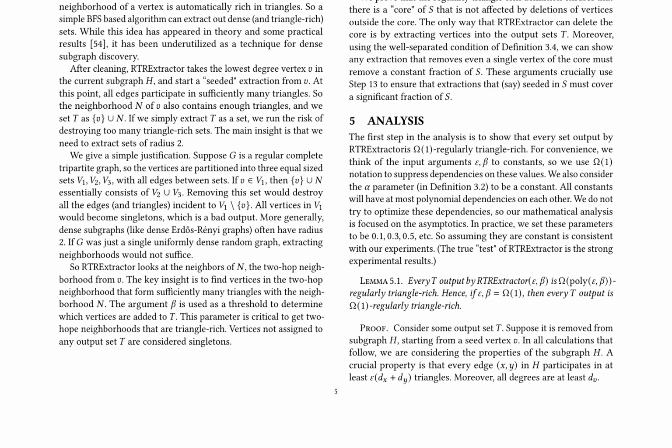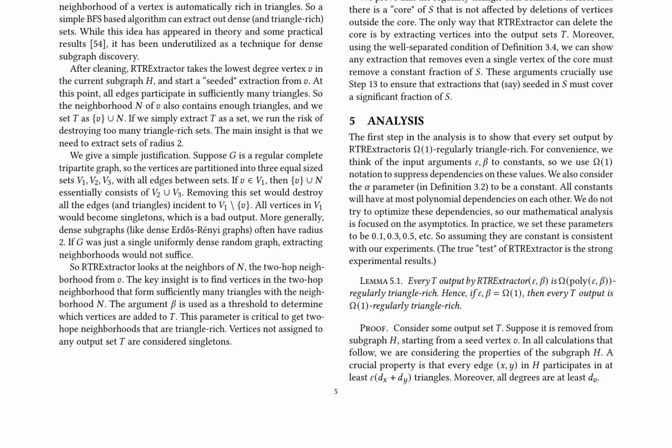Additionally, the paper demonstrates that a constant fraction of any omega-1 regularly triangularic set S is contained in the output of RTR extractor. In the well-separated case, the analysis becomes more complex as it requires arguing that there is a single extraction step that removes a constant fraction of S. This involves a careful examination of how vertices in S get deleted from the current subgraph H.